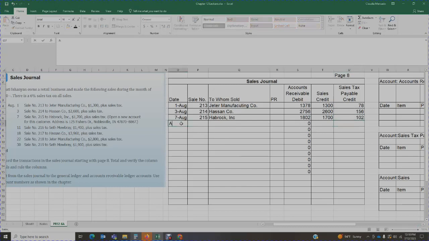So if you see, this is fairly easy. We're just keeping a record of all of the sales that we've made on account. We've got sale number 216 to Seth Mowbray, and we sold $1,400.